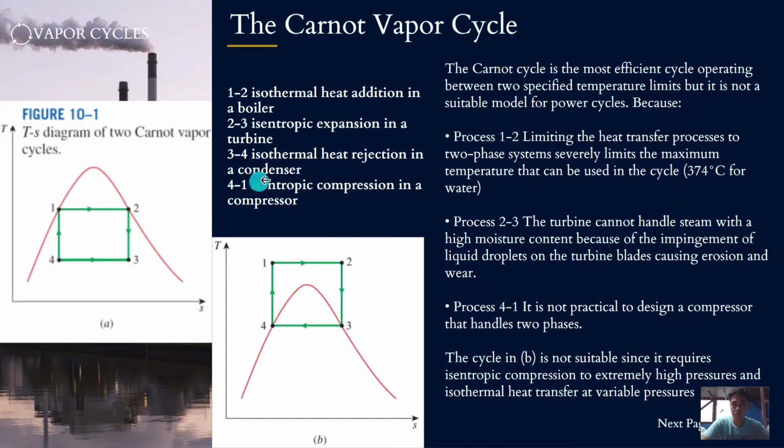So 3 to 4 is isothermal heat rejection in the condenser. So bali ang steam nagikan sa turbine, no? Dong sa condenser na niya, may mo siyang water, pabugnawan niya ng heat rejection. So 4 to 1 is isentropic compression and compressor. So babalik na po siya sa boiler. So complete cycle na siya.